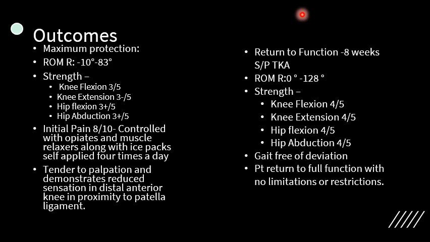Strengthening began in week 2 once that acute inflammation reduced, along with reduced impact aerobic exercise on an upright bike, constantly adjusting the seat to facilitate increasing that range of motion. So we see a pretty dramatic change, range of motion 10 to 83, then full extension to 128 degrees, which again allows them to do the majority of those functional things. They ended up with a gait free of deviation, and the patient was able to return to full function with no limitations or restrictions.